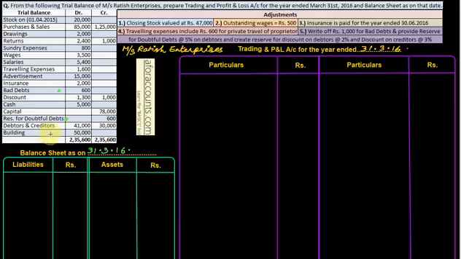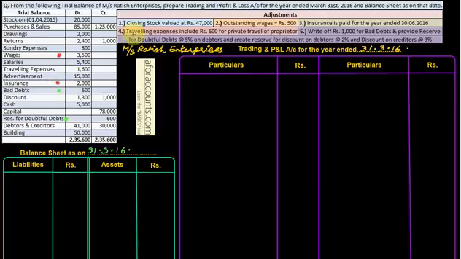Now let's go and read the adjustments. Adjustments will always have two effects. Closing stock value is given. Outstanding wages 500. So mark on wages, there will be outstanding wages. So two adjustments here. Insurance is paid for the year ended 30/6/2016. Means we finished the year in March and it is paid till June. So 3 months in advance. Advance insurance paid is included in the amount paid here. So where is insurance here?